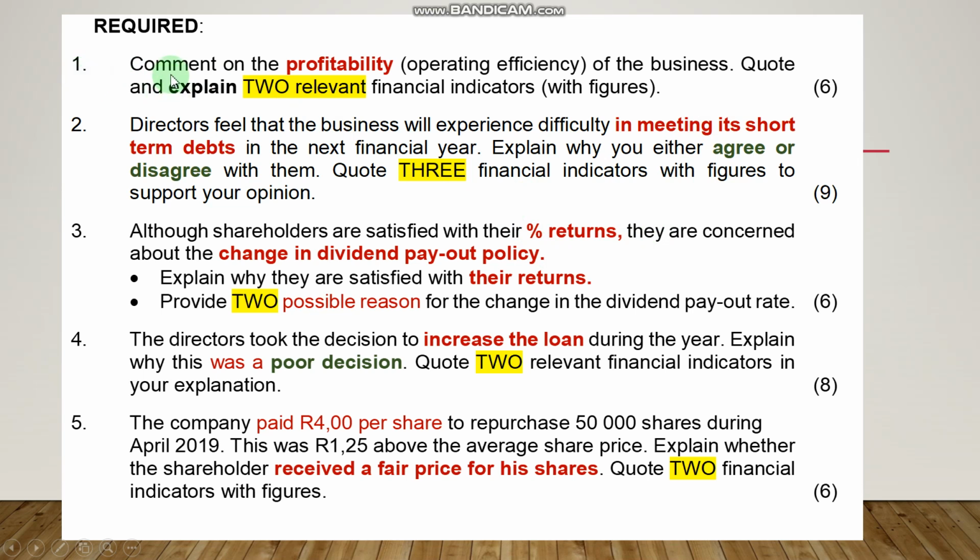Number 1, comment on the profitability. Remember again what I said, it's not going to be like this in red and highlighted and bold for you. You're just going to see a mess of writing and it's going to look a bit too much. But once you've taken your highlighters and highlighted the keywords, it's going to make life so much easier for you to answer those questions. Coming back to this number 1, comment on the profitability or the operating efficiency of the business. Quote and explain 2 relevant financial indicators or figures.